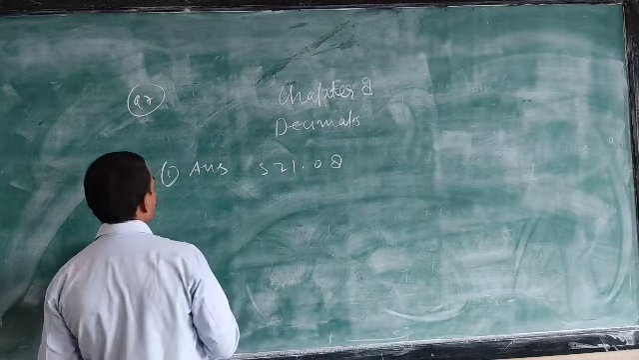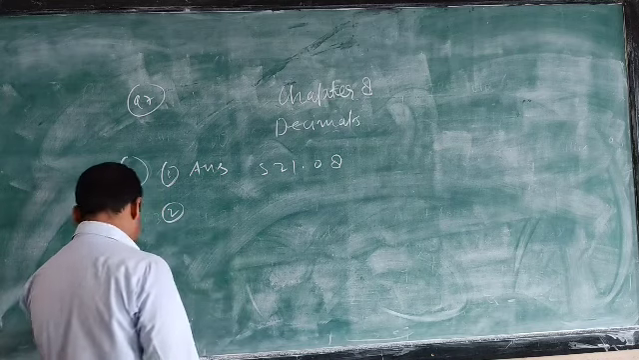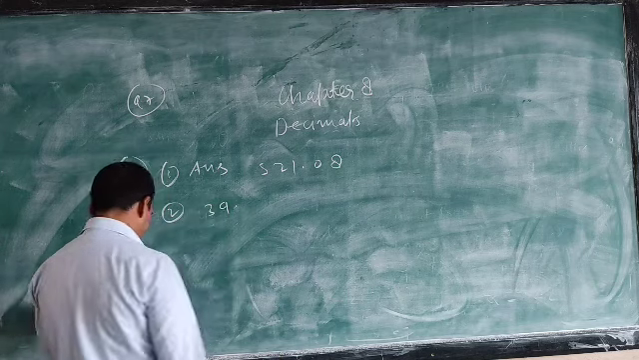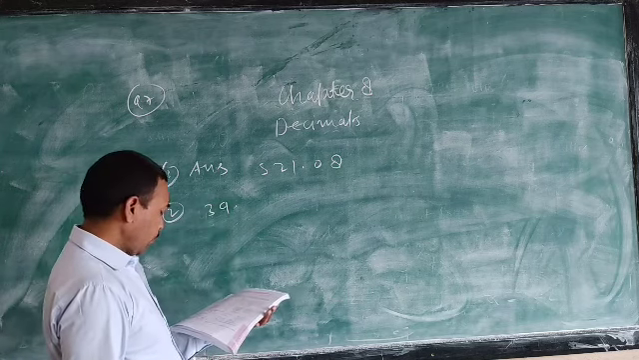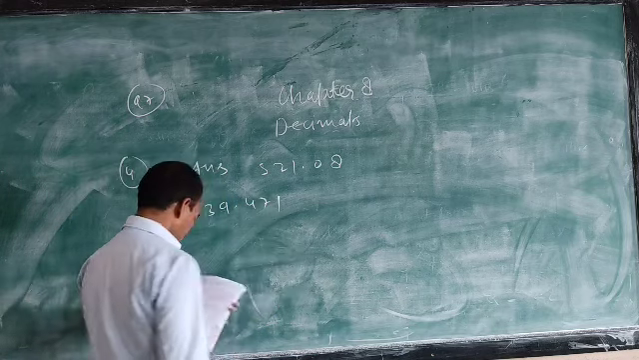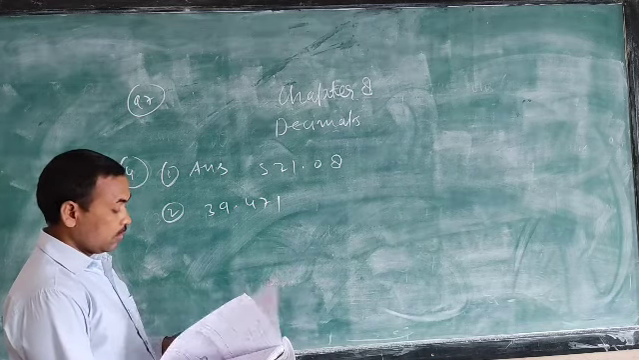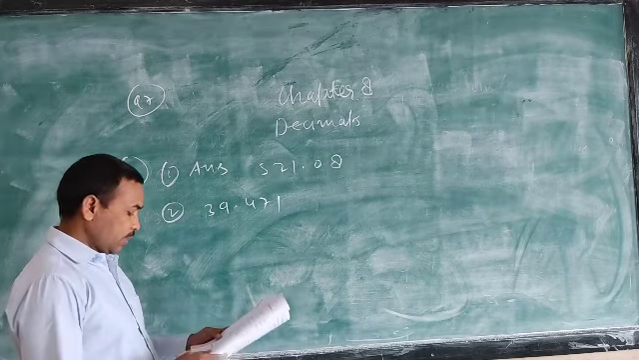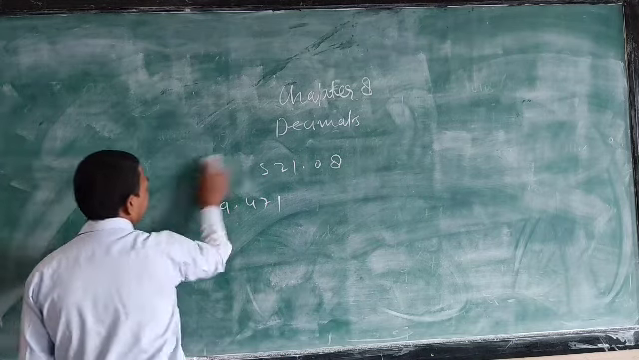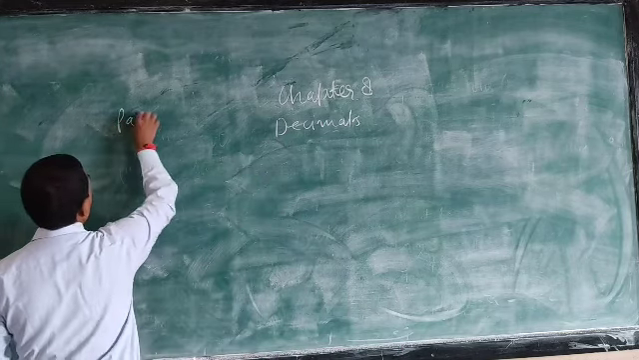So in this way we can write. And the second one, here it is written tenth place is 3 and hundredth is 9, so 39 and tenth place starts the decimal, 0.471. So in this way you can complete the remaining questions. I will discuss page number 98.